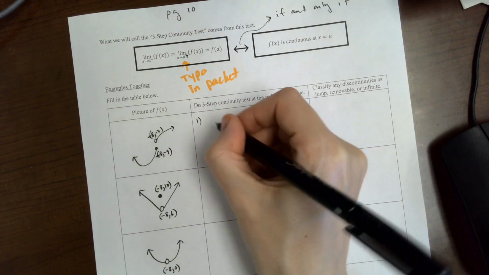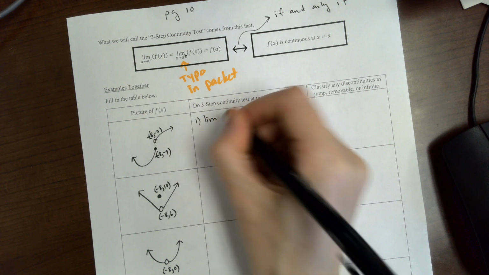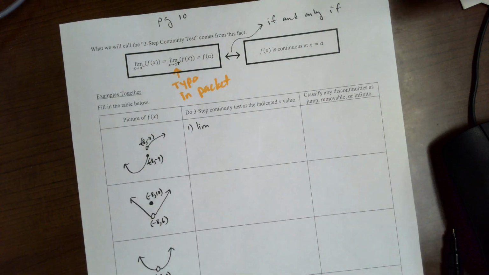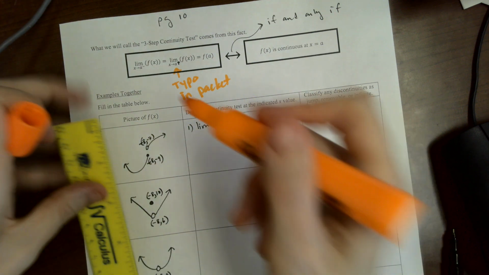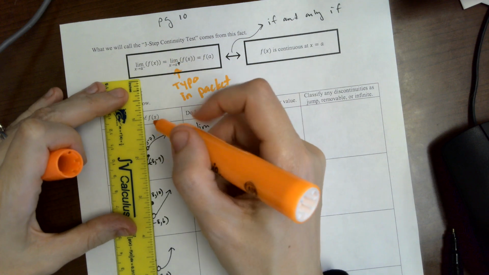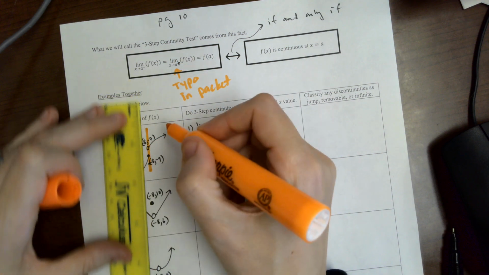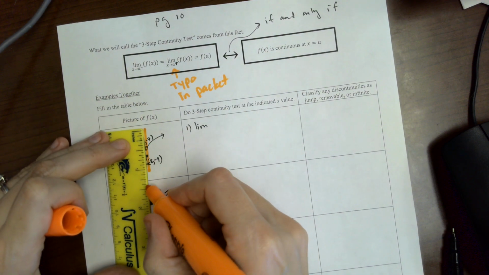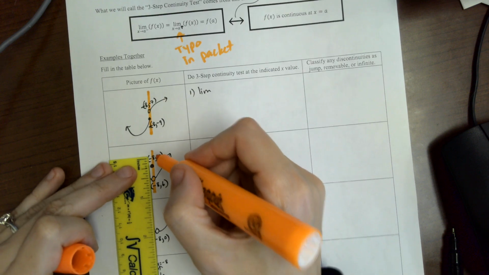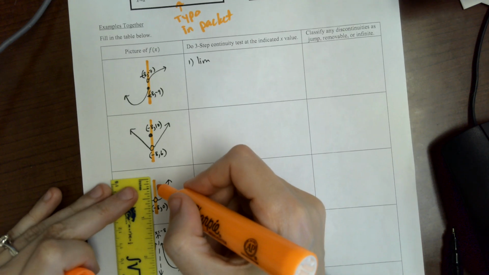All right, so first, we're going to do the limit. Oh, yeah, and I'm going to put the walls in, and that's totally up to you if you want to. But in all of these cases, the wall is at x equals -8.